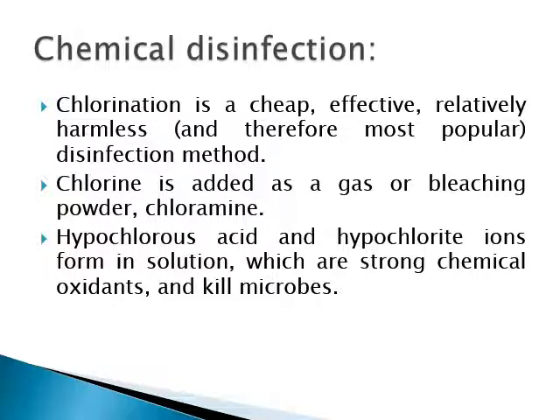What is chemical disinfection? We add some chemicals in water to kill the bacteria. Chlorination is a cheap, effective, and harmless method. Chlorine is added in the form of gas, bleaching powder, and chloramine. Hypochlorous acid and hypochlorite ions form in solution, which are strong oxidants and kill microorganisms.